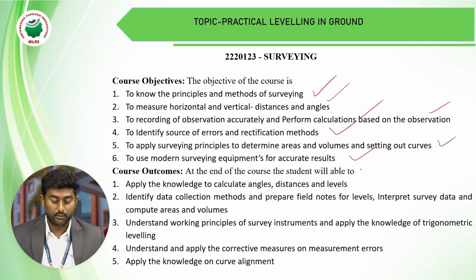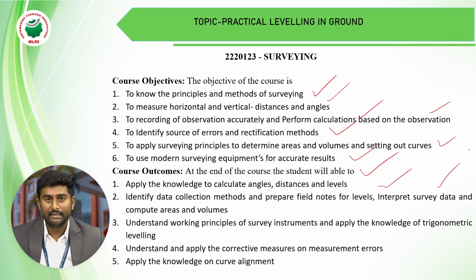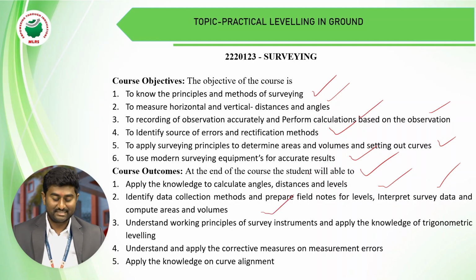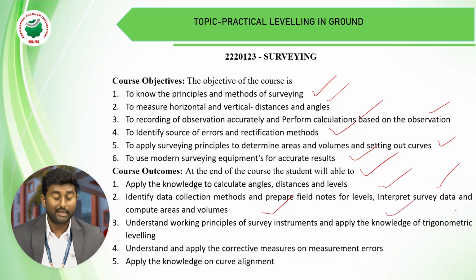Next, coming to the course outcomes. At the end of this subject, how to learn about this subject. First one, apply the knowledge to calculate the angles and distances in the ground to know the measurements in the land survey. And now the third course outcome is to understand the working principles of surveying instruments, applying the knowledge of trigonometric leveling in land surveying.